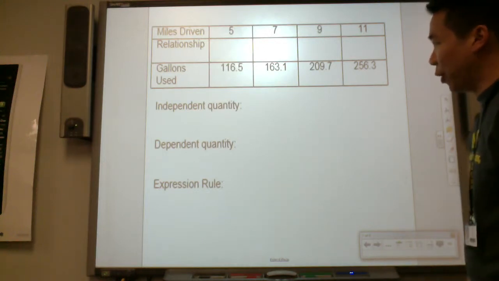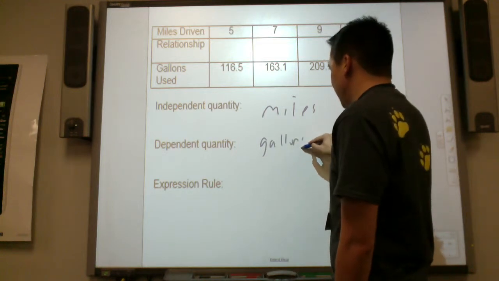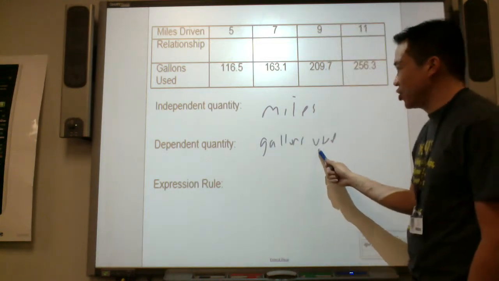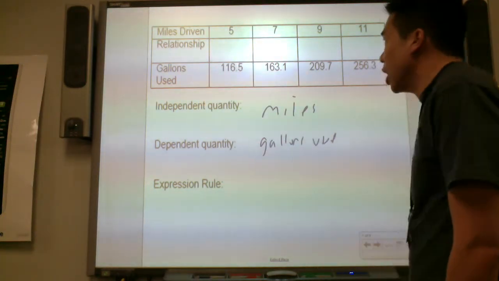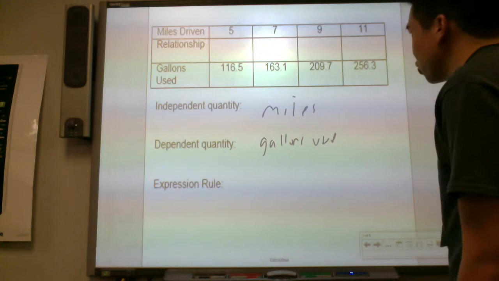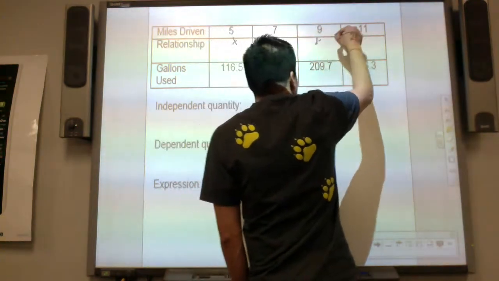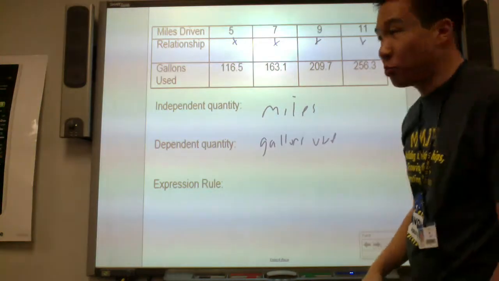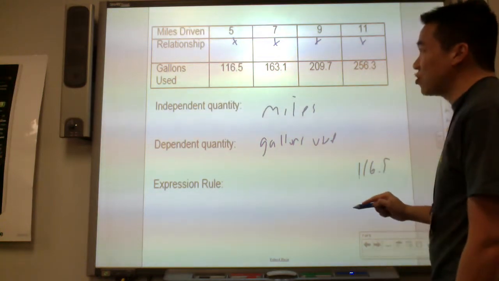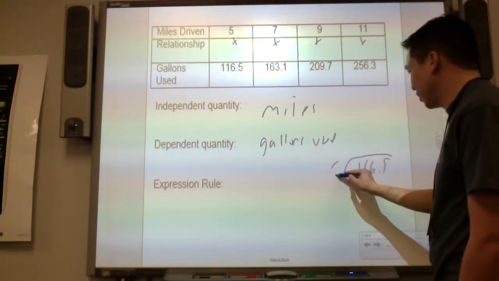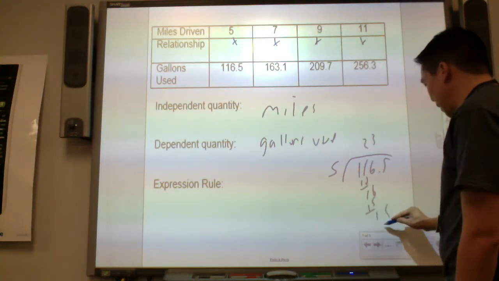Next one. All right, what is the independent? Miles driven and gallons used. Why? The number of gallons used depends on how many miles you drive. That's why this is dependent. So what is happening here? Well, first of all, I think it's building up so quickly, it's going to be multiplying by something. I do not know what we're multiplying by. So let's divide. Opposite of multiply is divide. So how many 5s go into 116.5? It goes in 2 times, 3 times, 3 times.